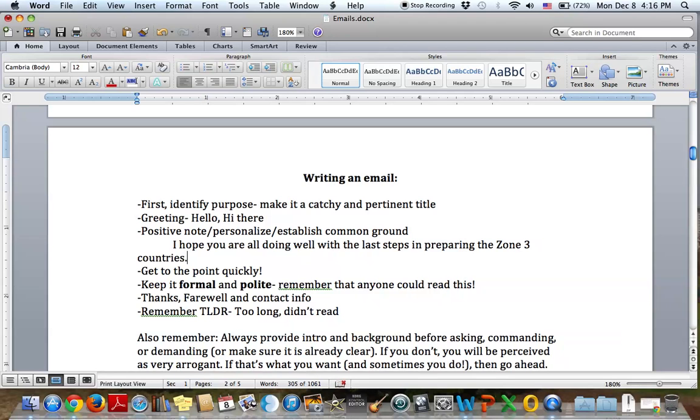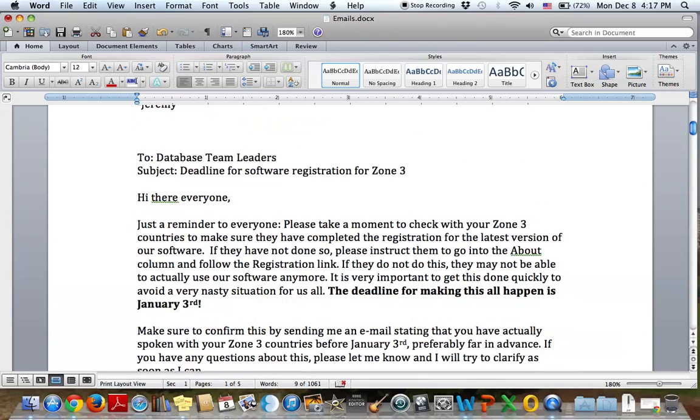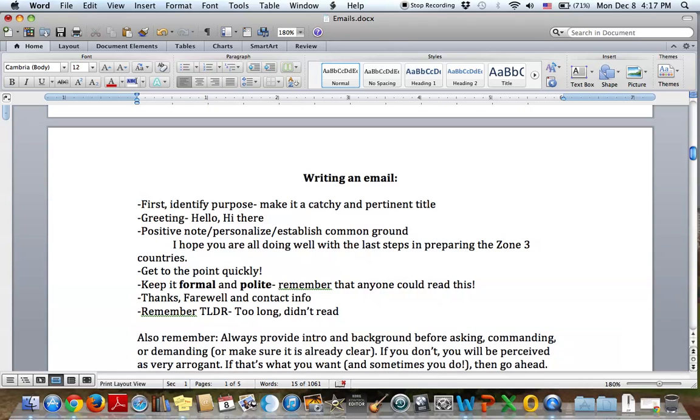I personalize here by mentioning this information. Now if we come back up to the emails, it's all about Zone 3. And it's all about this Zone 3 countries, making sure they've got registration complete. So I can do something like this. I hope you are all doing well with the last steps in preparing the Zone 3 countries. That starts with a positive note, and it personalizes. It shows that, yes, I'm actually caring about you and what you're doing. I know that this is what's going on.